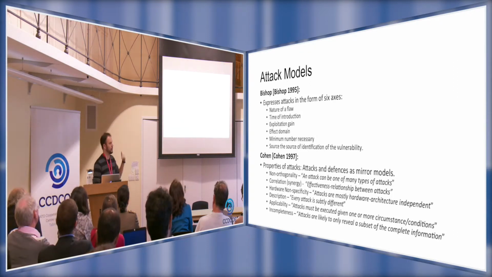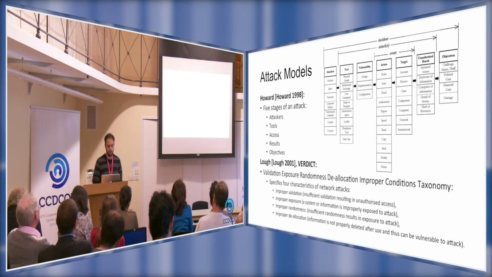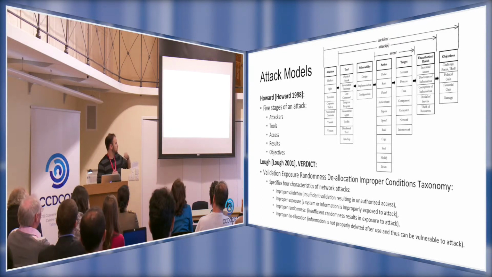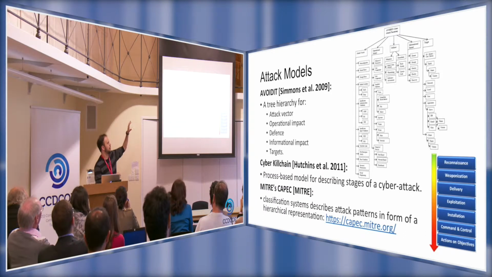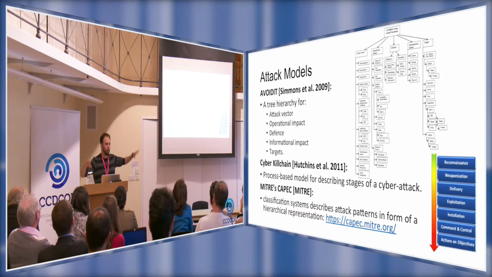And those are sort of more classification, taxonomy-based approaches. Then you have Howard, which is more process-based. It's describing the several steps to do to achieve an attack. And then you have the verdict approach, which is also another taxonomy-based approach, which looks at, again, the characteristics of the network attacks, if you will. Avoid it is another taxonomy-based approach where you have an attack and its components, if you will, and then they try to break down every single thing.